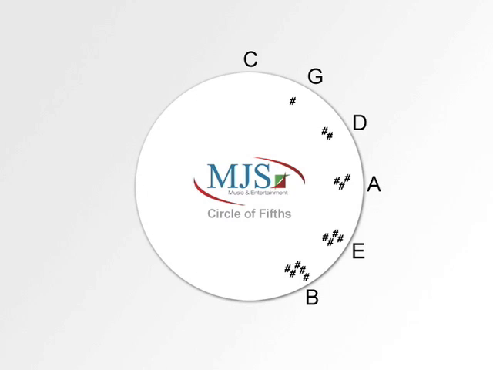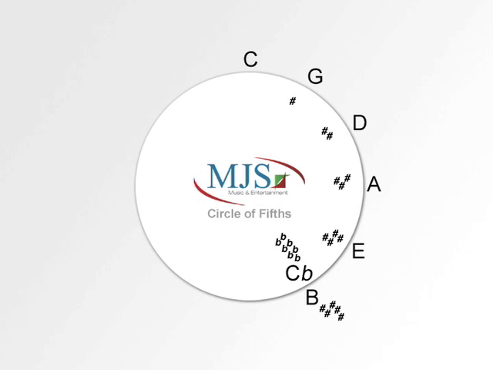Let's back up to the B spot on the circle of fifths. Starting at this location, there is an enharmonic key that shares the same tones of the key of B, but they all have different names. This enharmonic key is called the key of C flat.